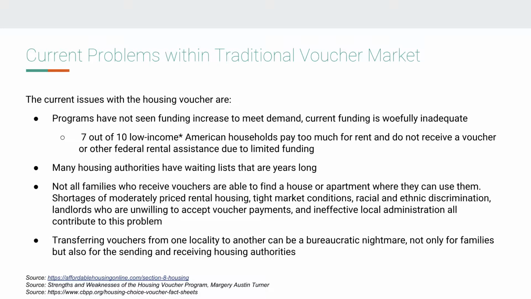Again, the problems: 7 out of 10 low-income American households pay too much for rent. Just the cost of living in general is getting incredibly ridiculous. The Bay Area is a perfect example. I would say the average rent in San Francisco is probably the high $2,000s to $3,000 a month. In Oakland, East Bay, all the way down to San Jose, it's probably about $2,000 a month. This is for a one-bedroom or studio, so certainly way too much for a family. And not all families who receive vouchers are able to find a house or apartment where they can use them. So they end up not going to the places that this whole freedom of choice system wanted them to, in terms of having access to good schools and stuff like that.